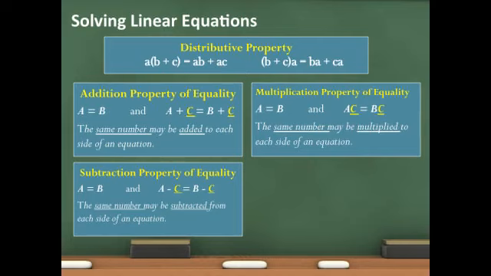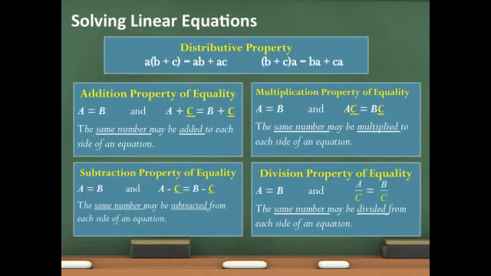The multiplication property of equality states that given a equals b, you can multiply c to both sides of the equation and obtain an equation that is equivalent to the given equation. This property indicates that you can multiply both sides of an equation by the same amount. The division property of equality states that given a equals b, you can divide c from both sides of the equation and obtain an equation that is equivalent to the given equation. This property indicates that you can divide both sides of an equation by the same amount.